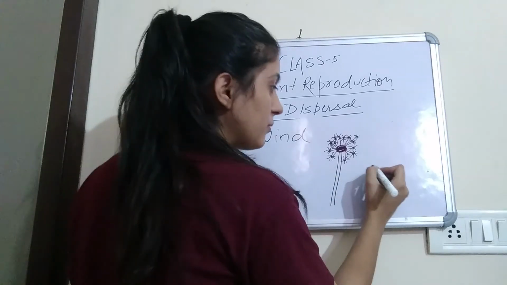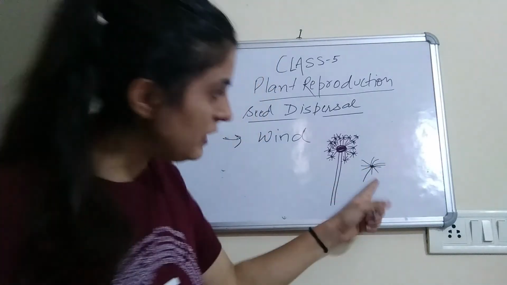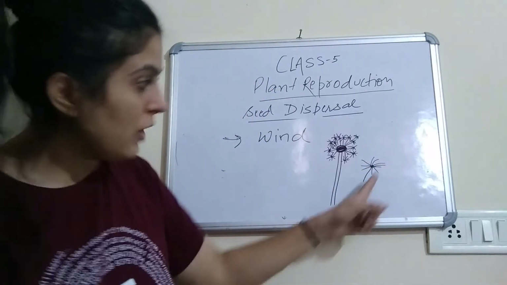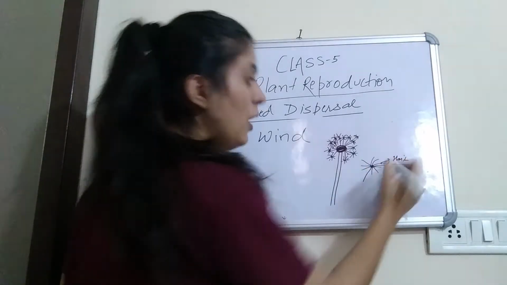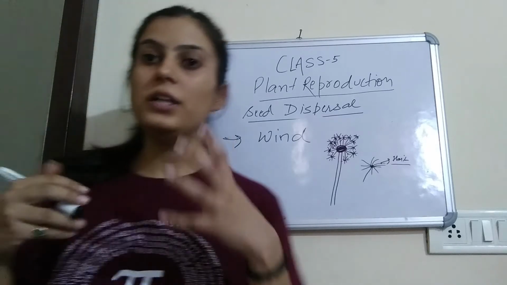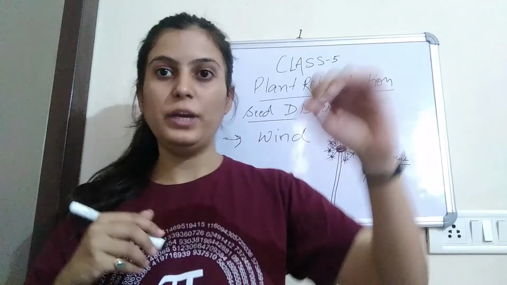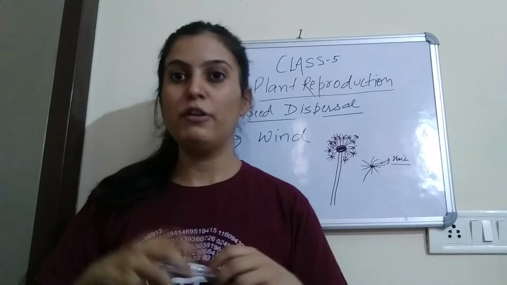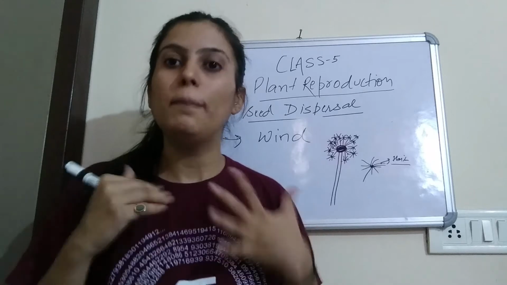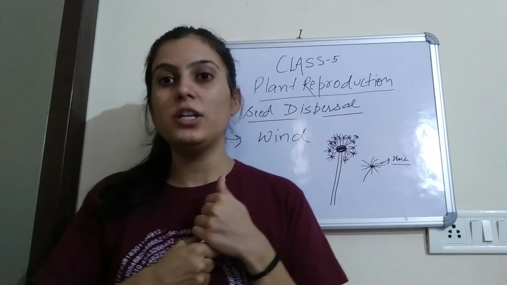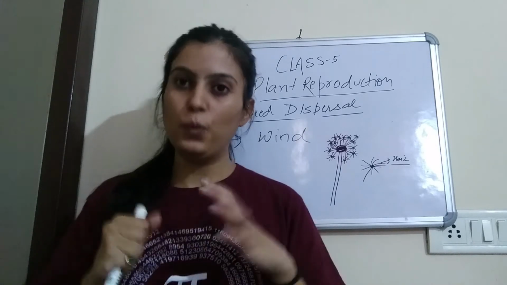See, these are the seeds of the dandelion and these are the hair-like structures which act as a parachute, and when the wind blows, they get carried away to different places or far away places, and afterwards these seeds grow into new plants. For example, cotton seeds are very light and they are also blown by the wind.